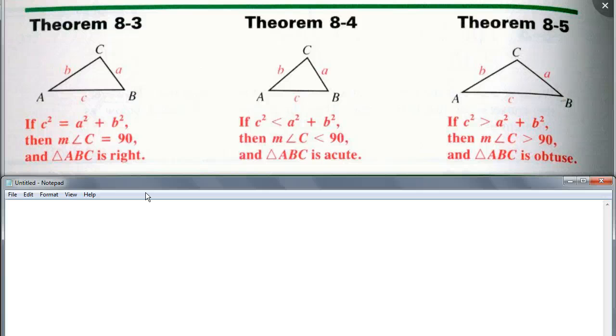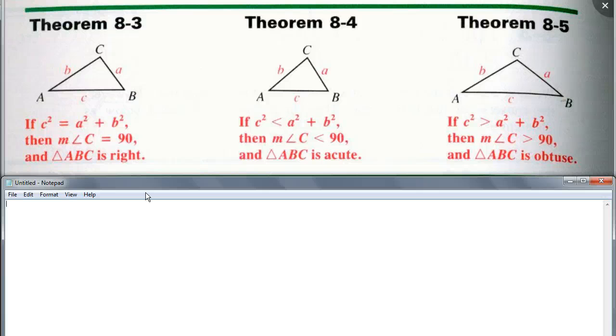What else could you have? An obtuse triangle, or acute, or right triangle. So when I give you the lengths of the three sides, you should be able to tell me whether or not I have a right triangle, acute triangle, or an obtuse triangle. Does that make sense? And what are you going to use? These theorems. Does that make sense?